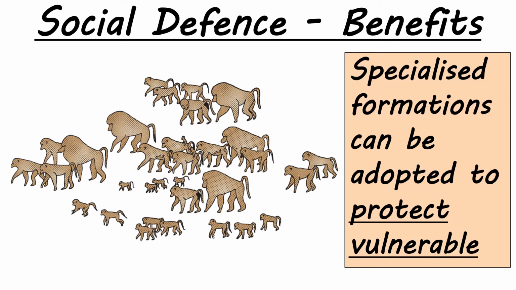And what you tend to see is something like this. So you have these specialised formations. So I think we have baboons here perhaps, and you can see that in the middle you have the youngest ones, and they are protected because they're in the middle of the group. So the vulnerable are protected.